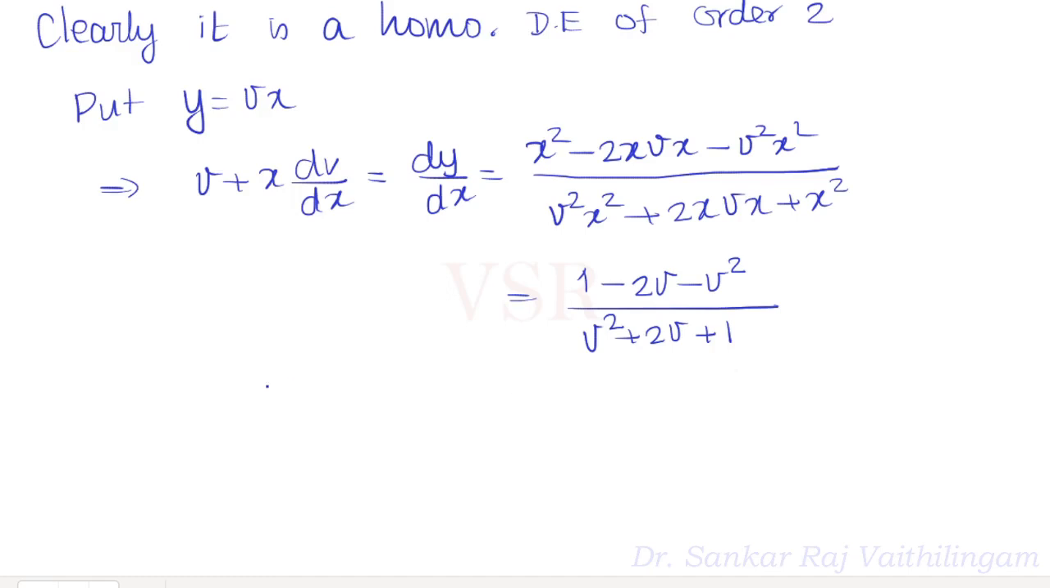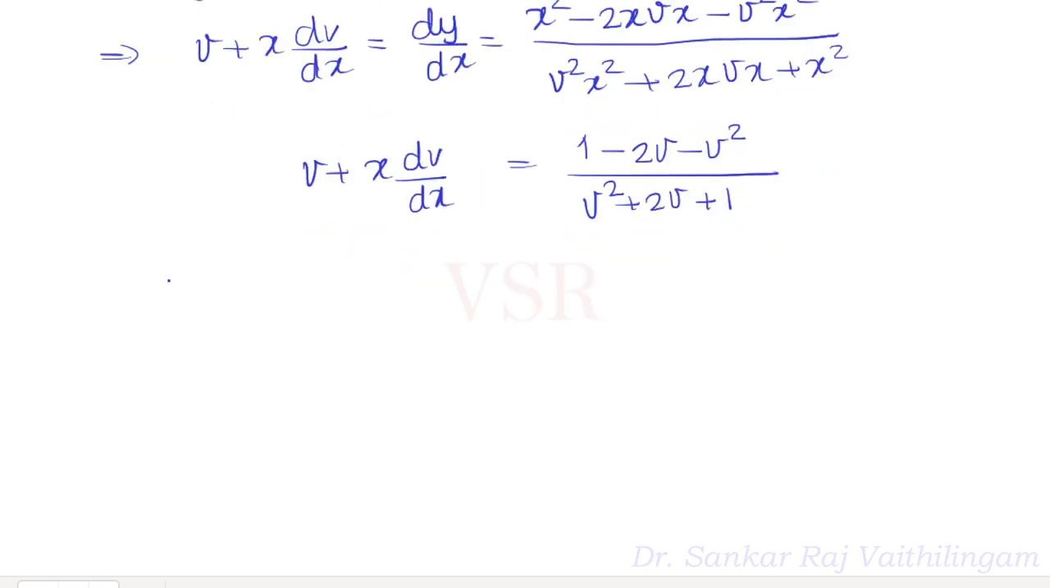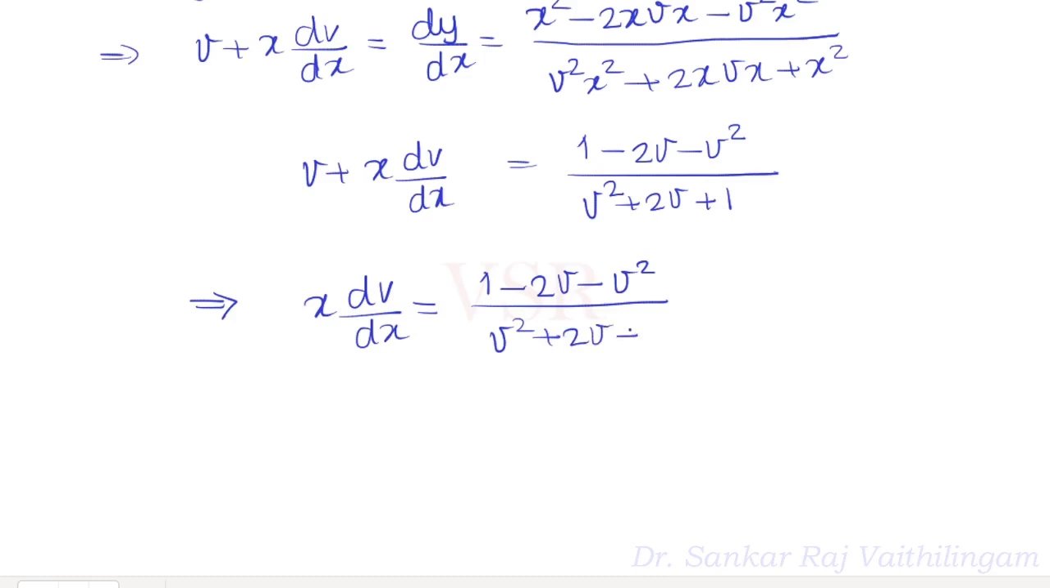இப்போ இது யாரு? v plus x dv by dx. அதான் இது. Now what we want is the v அங்க ஒன்று அடிச்சுடலாமா? அப்போ what we are having is this implies that x into dv by dx, which is equal to here 1 minus 2v minus v square divided by v square plus 2v plus 1 minus v. இது கொஞ்சம் கேர்ஃபுல்லாக எழுதணும்.